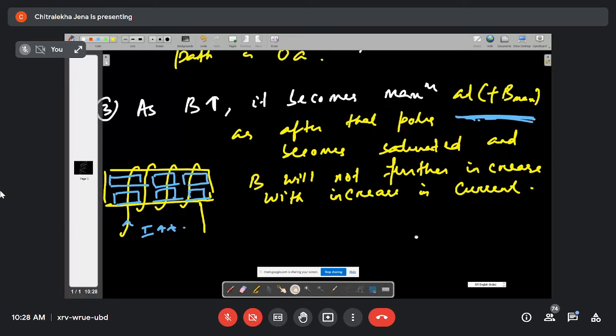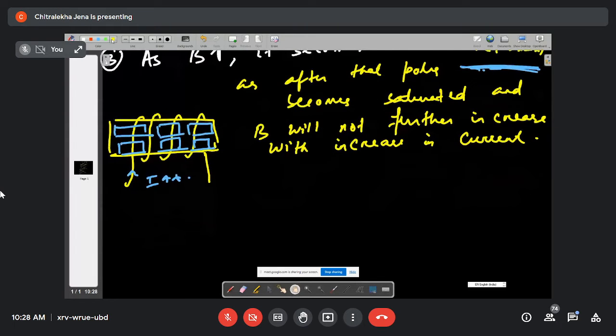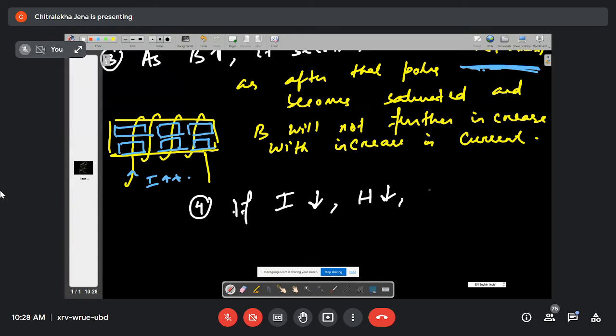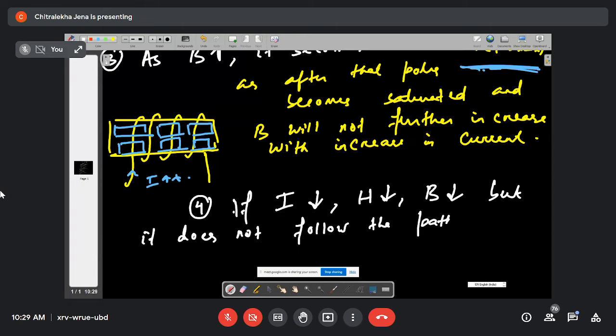So come to the fourth point. If current decreases, if I decreases, H will also decrease, B will also decrease. B decreases, but it does not follow the path in which it has increased.